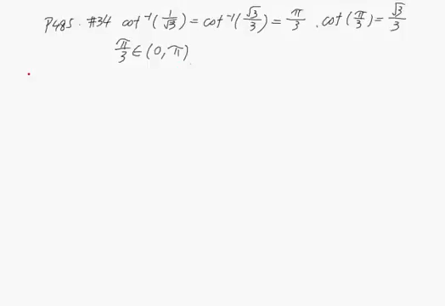Now let's look at 38. Arctangent of negative 1 over root 3. So this is the same as the inverse tangent of negative 1 over root 3. We can first rationalize this. This is equal to negative root 3 over 3. What is the angle? Pi over what?